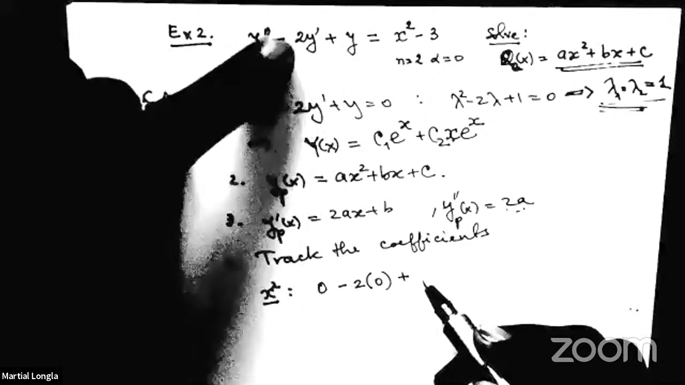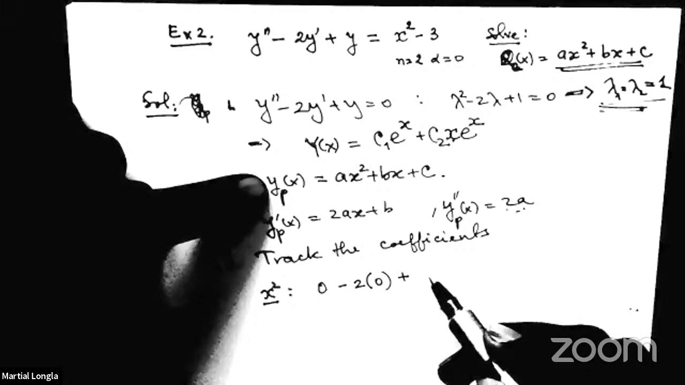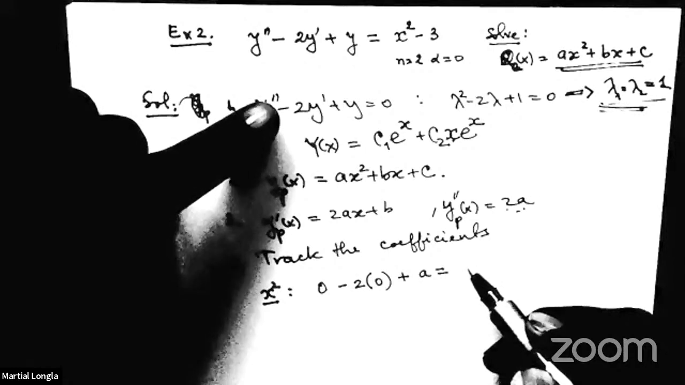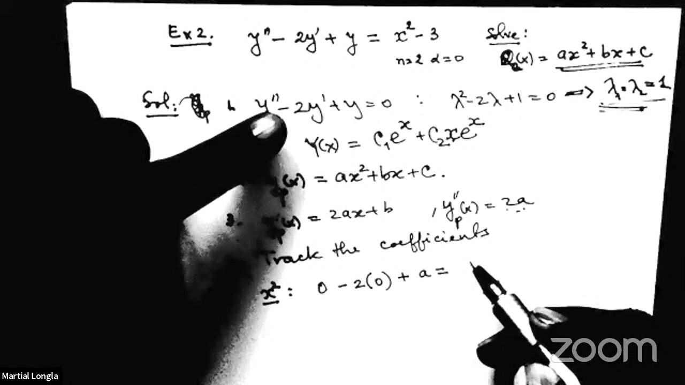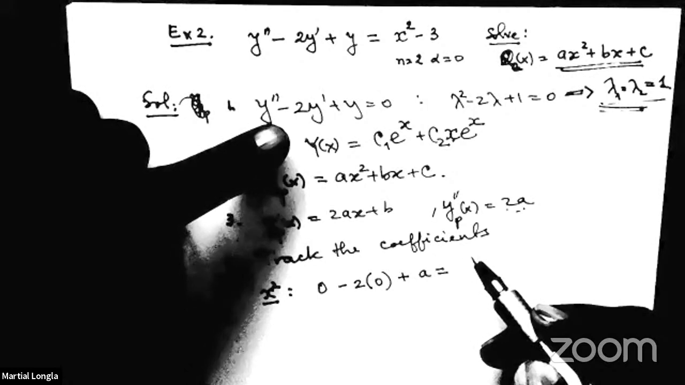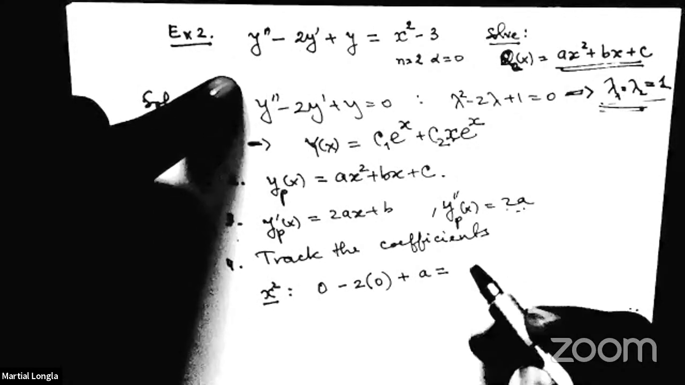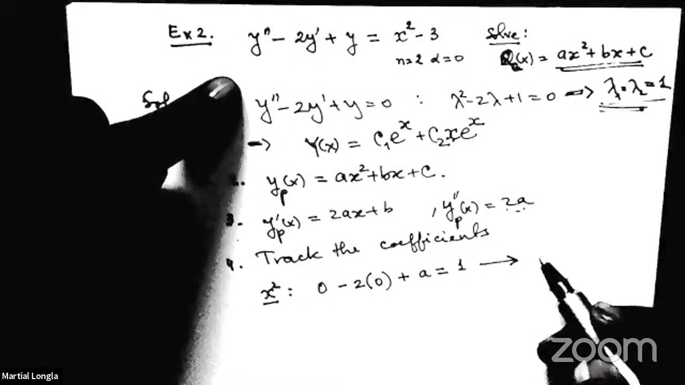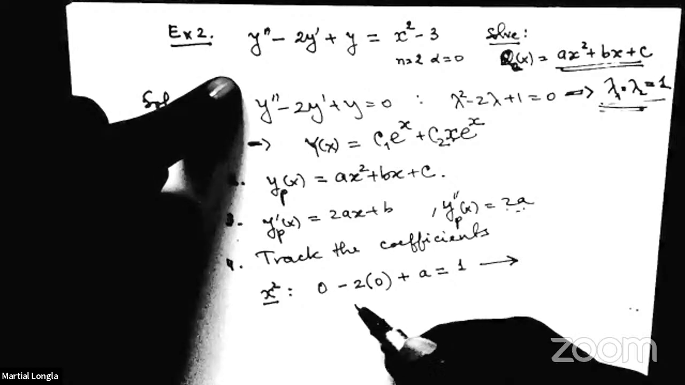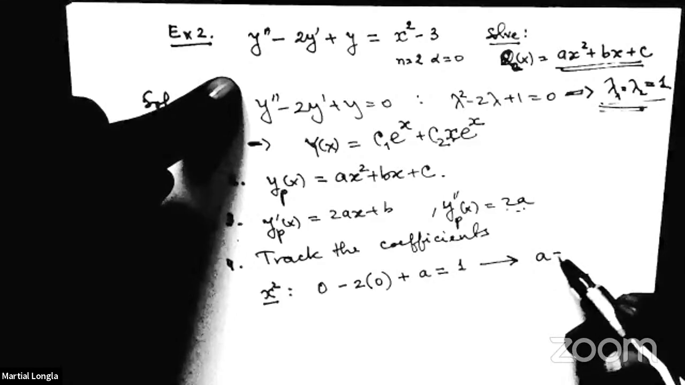Plus the original function, the coefficient of x squared, a. a equals the right-hand side coefficient of x squared, which is 1. That's it. And as I said before, this always gives you the true first coefficient. So that's 0 minus 0 plus a, so you get a equal 1.